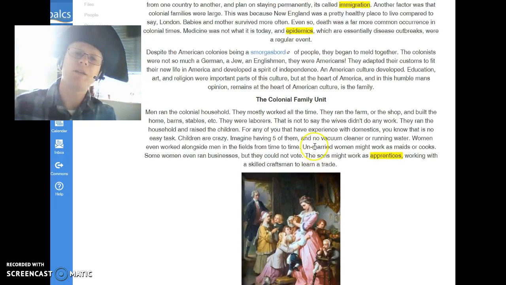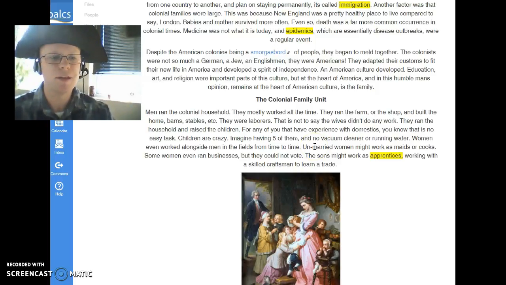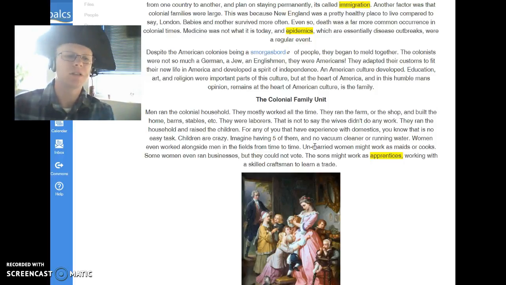So, men ran the colonial household. They mostly worked all the time. They ran the farm or the shop and built the homes, barns, stables, etc. They were essentially laborers. That is not to say that the wives did not do any work. Quite the opposite. They did a ton of work. It was just different work.